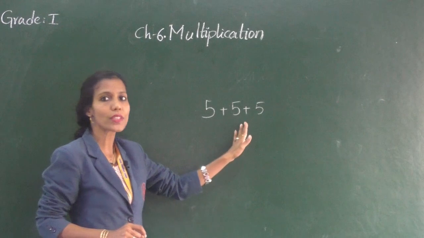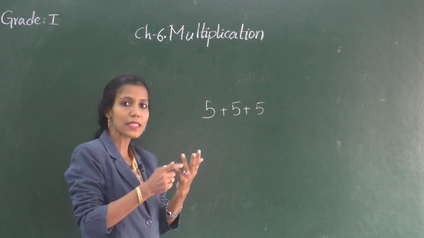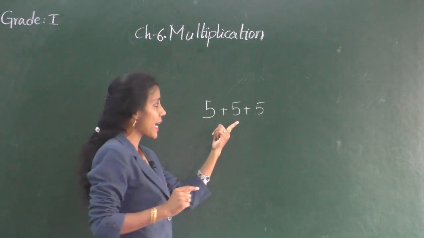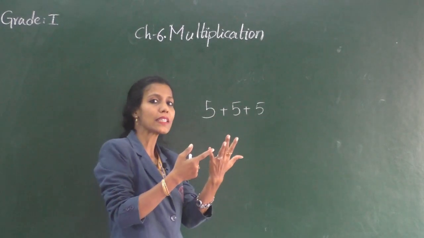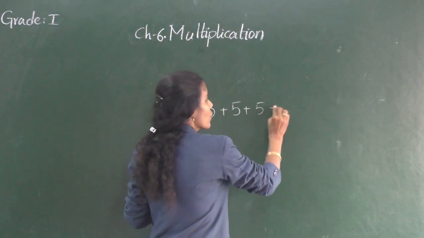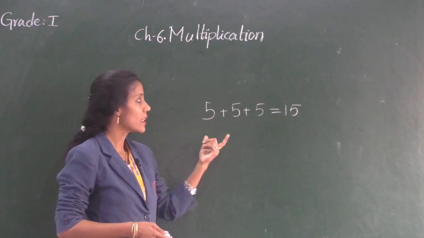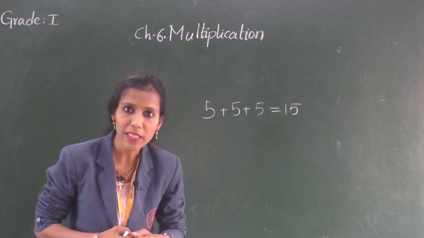So now what's the total? 5 in your mind? 6, 7, 8, 9, 10. Now 10 plus next 5. So 10 in your mind, again 5 in your hand, after 10, 11, 12, 13, 14, 15. So the total would be 15. That is 15 pens are there with me now.